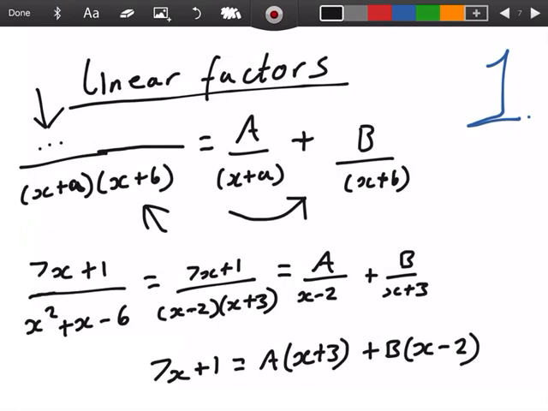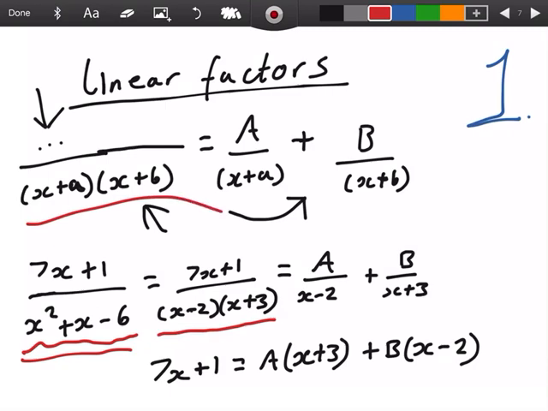Let's take a look at a quick example. So we have down here 7x plus 1 divided by x squared plus x minus 6. So let's follow the rules. We factorize the denominator, and that factorizes into (x minus 2) times (x plus 3). And following our rule from up here, we turn it into A over (x minus 2), plus B over (x plus 3).